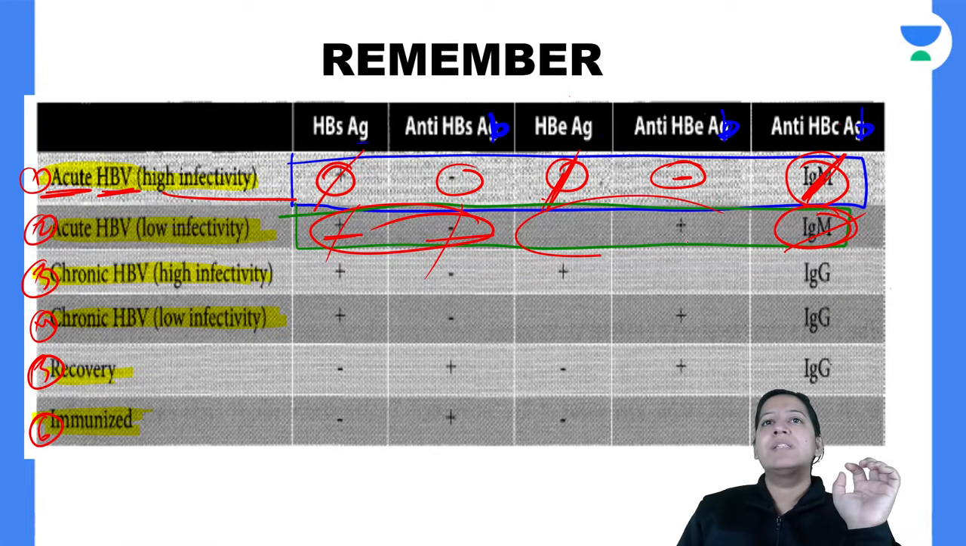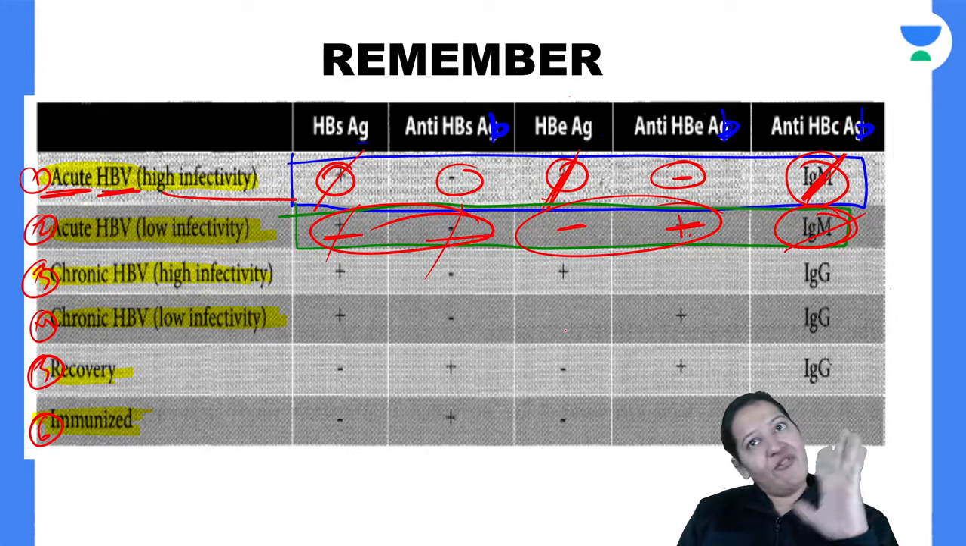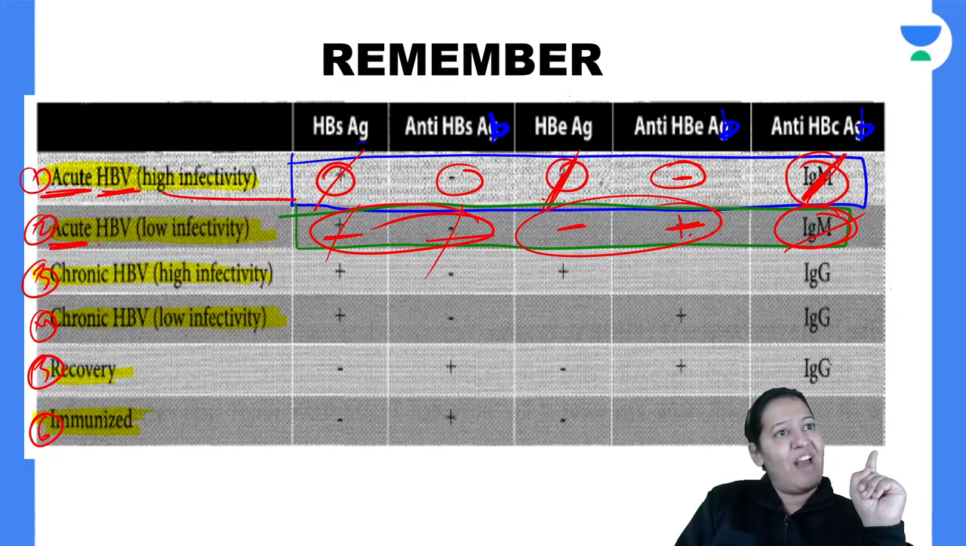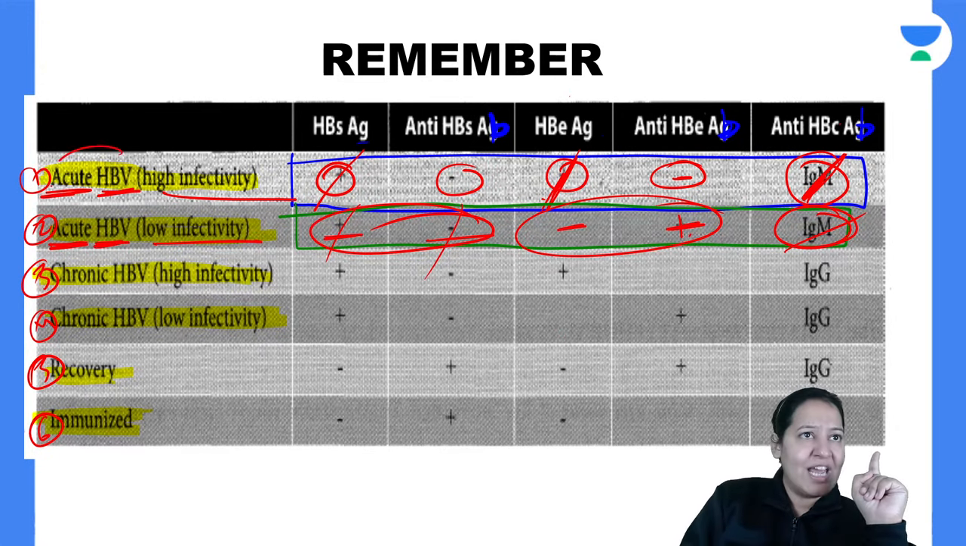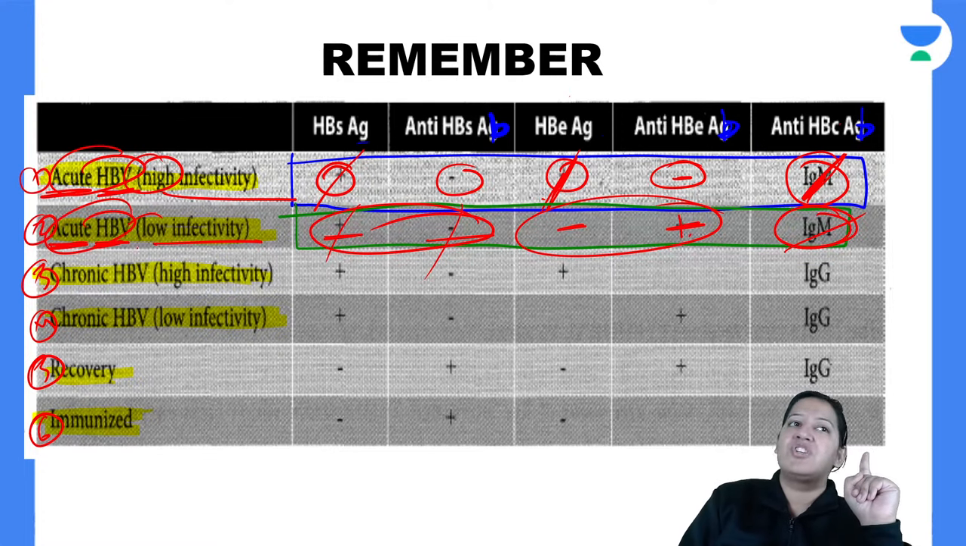Acute. Now what about this? So here E antigen is absent but antibody is present. So it is of low infectivity. So acute infection again, but low infectivity. First, acute infection, high infectivity. Now, acute infection, low infectivity.